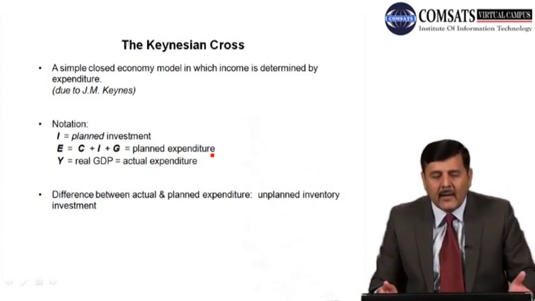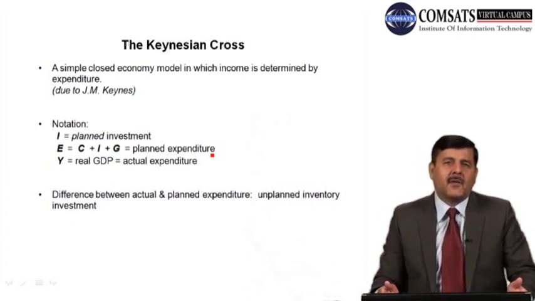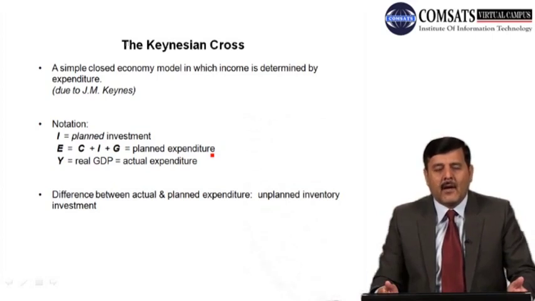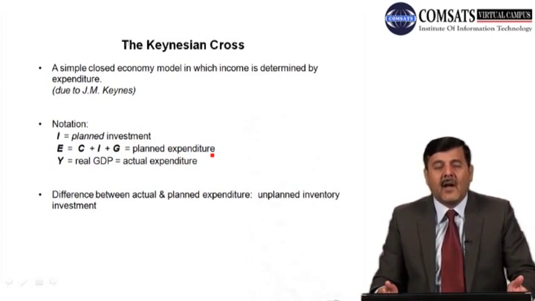So here we assume that it is a simple closed economy model in which income is determined by expenditure. It is a closed economy, there is no foreign trade, no international trade, and income is determined by the expenditure level in the country or in the economy.